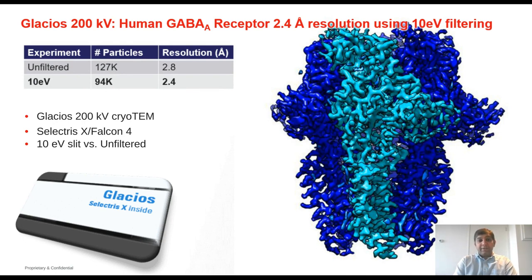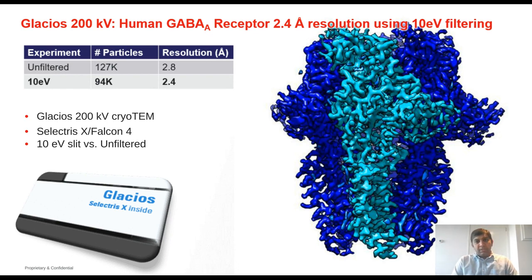With unfiltered, we can get 2.8 angstrom resolution. With 10 eV, the resolution is improved to 2.4 angstroms. It's a difference of 0.4 angstroms, and also with a smaller number of particles. And again, everything was done using the same grid and same parameters between the two sets. So once again, it shows that filtering is really helping push your resolution for single particle analysis. And at this resolution, you can already see your bound drug molecules. You can see all the ordered water molecules, and it can be used for structure-based drug discovery.